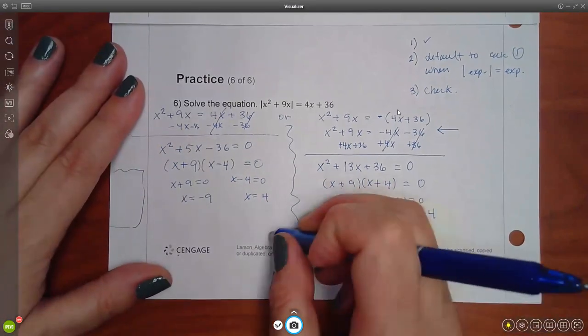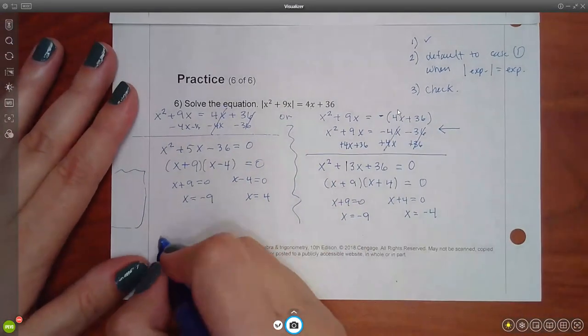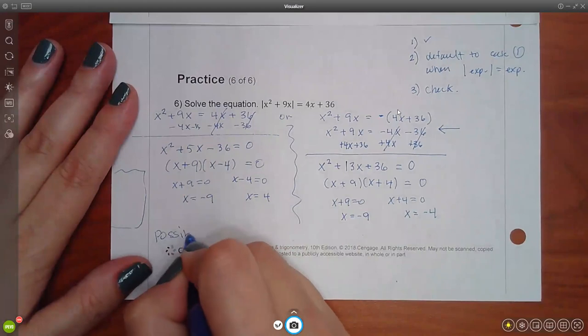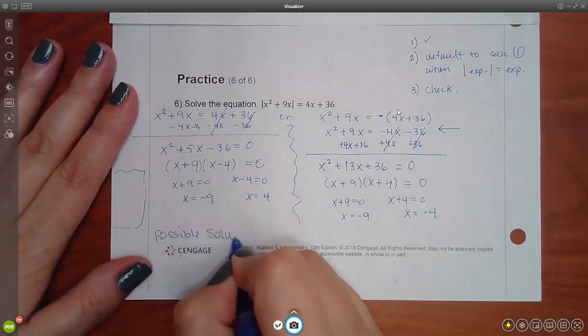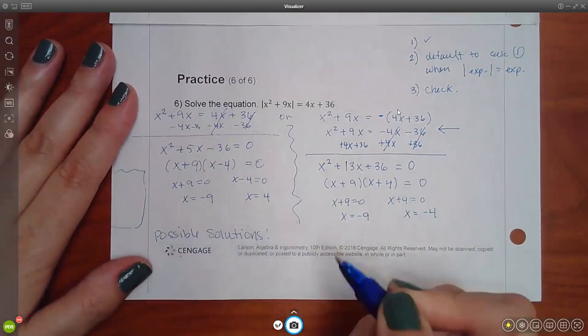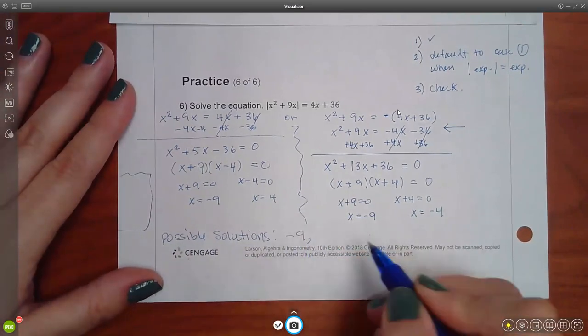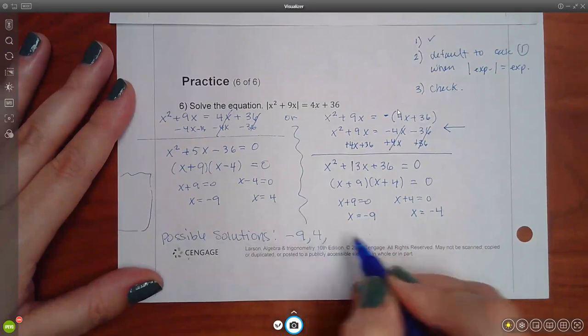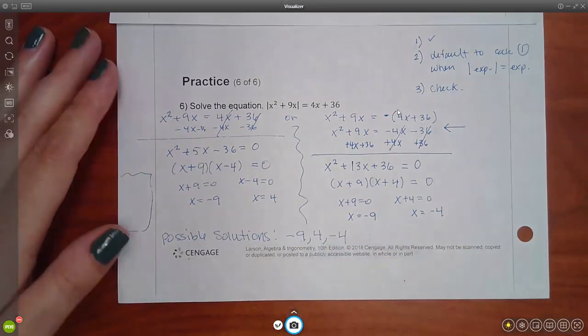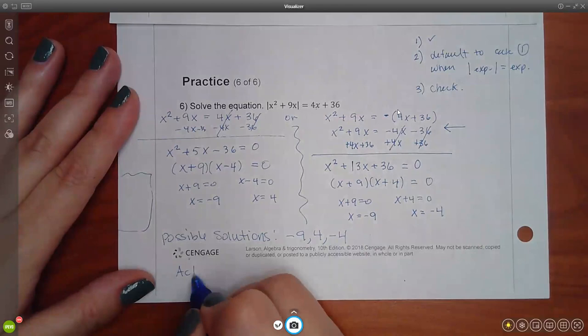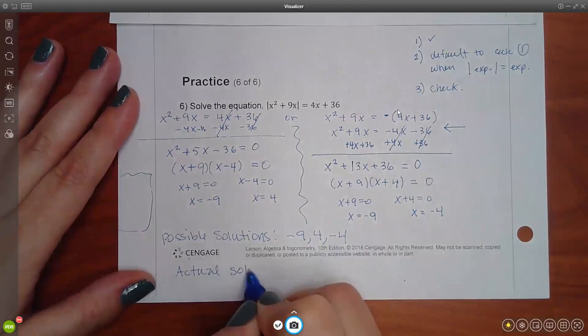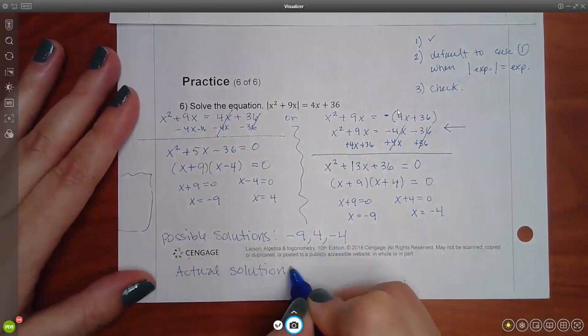So what are the possible solutions here? How many do I have? Correct. Only 3. Why only 3? Correct. It's the same, right? So I only need to list it once. And then we have this positive 4, and then we have this negative 4. How will we know which ones are actual solutions that I can type into my answer box in WebAssign?